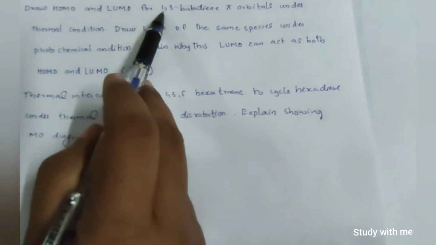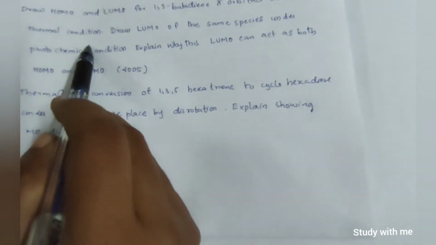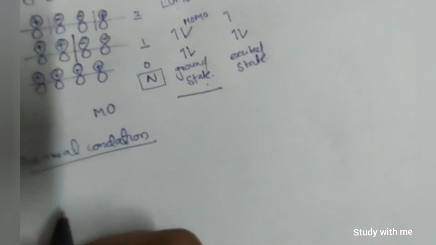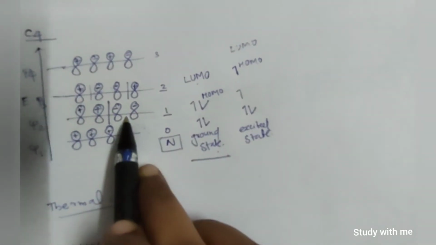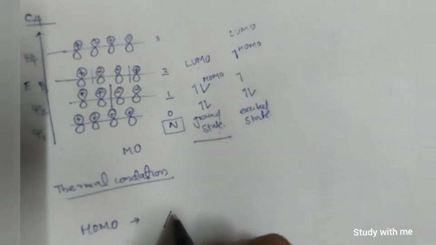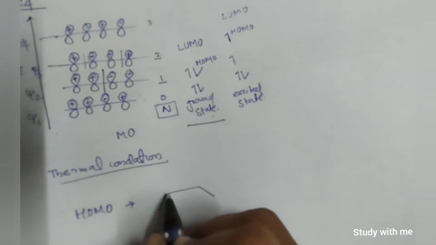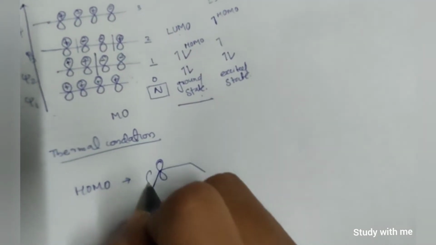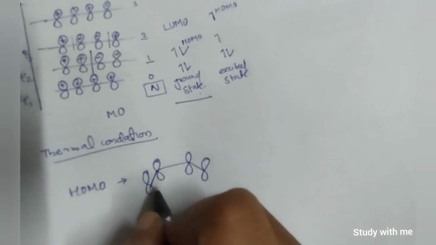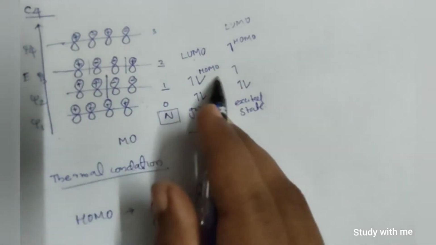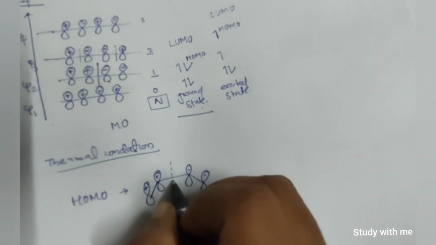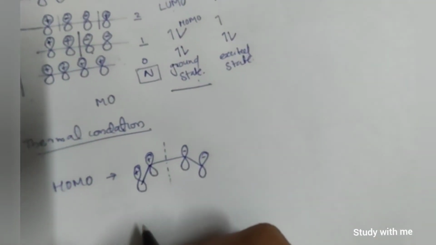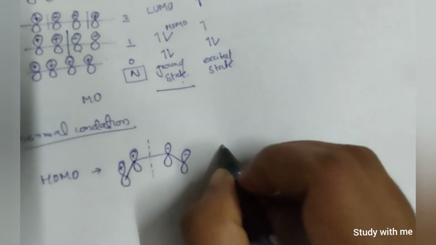The HOMO and LUMO of 1,3-butadiene pi orbitals under thermal condition. So under thermal condition, the ground state HOMO and LUMO. For the HOMO, this is the HOMO, isn't it? In drawing this thermal condition, we draw 4 MOs here, and the signs will be like this for the HOMO. So 2 positive and 2 negatives. Here will be the node. Am I right? Okay.